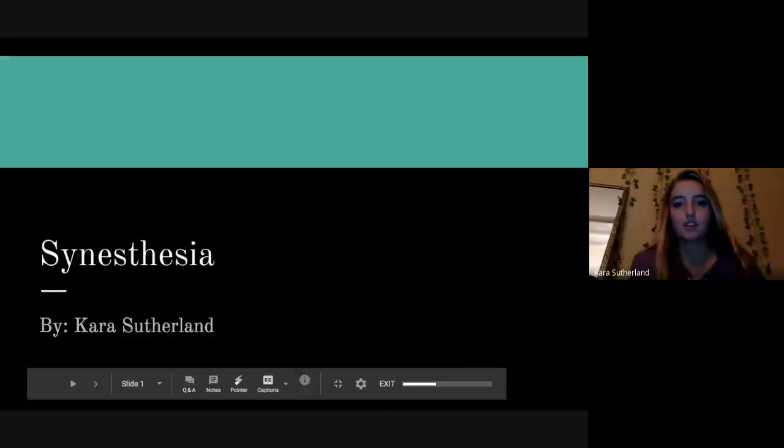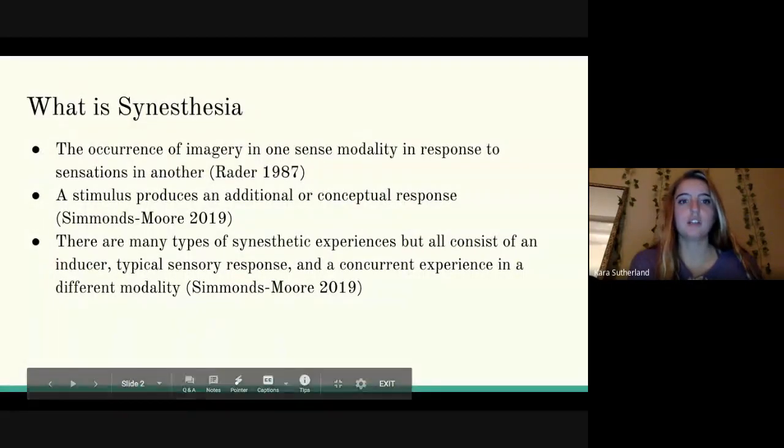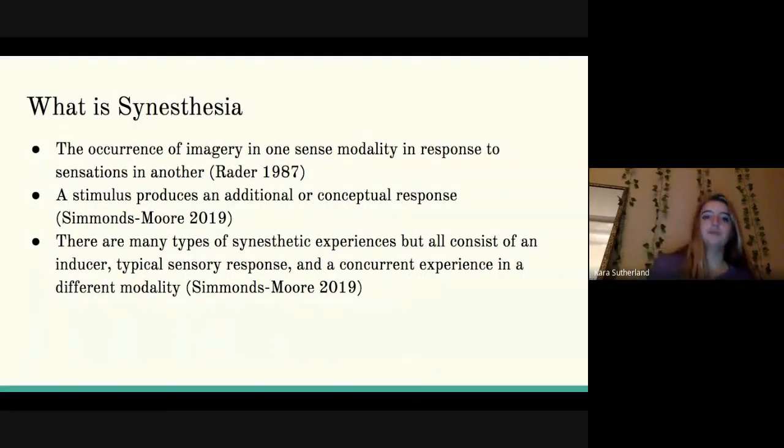So I'm going to be talking about synesthesia. The first thing I need to look at is what is synesthesia? It's the occurrence of imagery in one sense modality in response to sensations in another. It's a stimulus that produces an additional or conceptual response to the normal response.